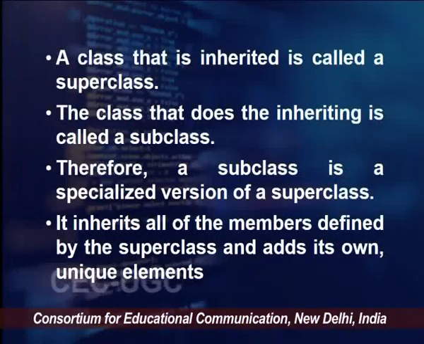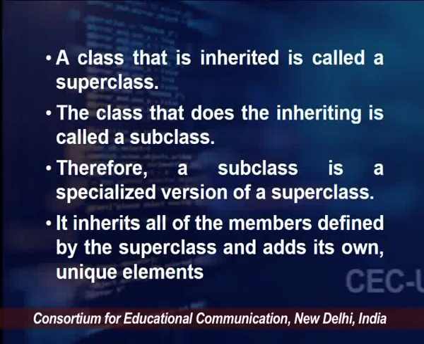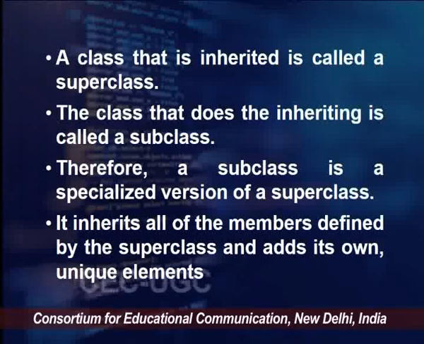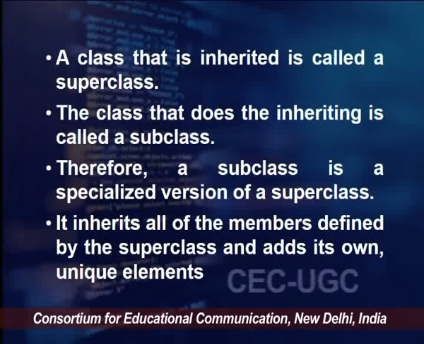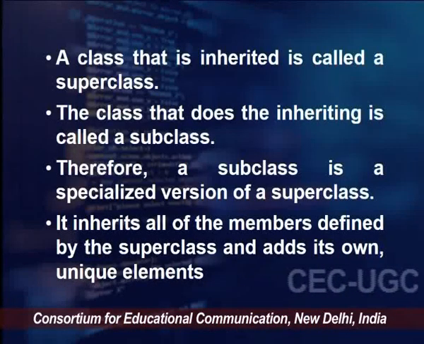So going with the terminology, a class which is inherited is called a super class, and a class that does the inheriting is a subclass. So the one which is being inherited is super, and the other one which is inheriting the other class is the subclass. Vehicle here will be the super class, and jeep, truck, and car will be subclasses. In a way we can say a subclass is a specialized, specific version of a superclass, and it is going to inherit the members defined by the superclass.